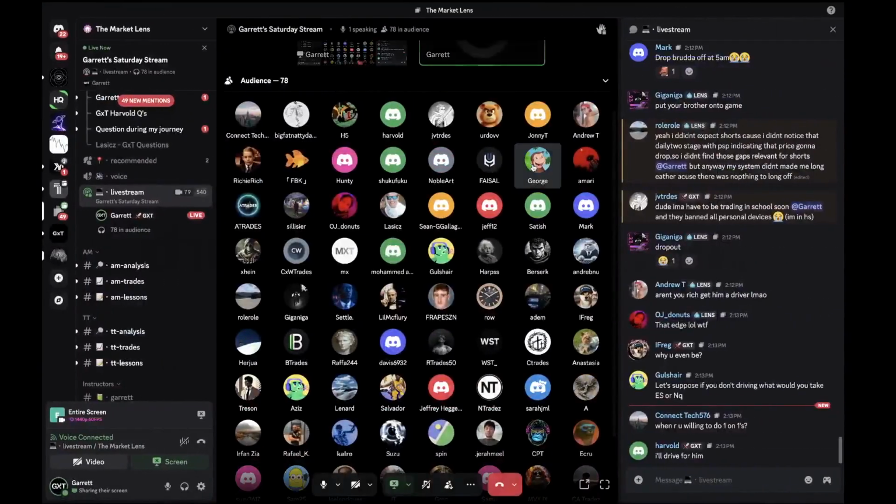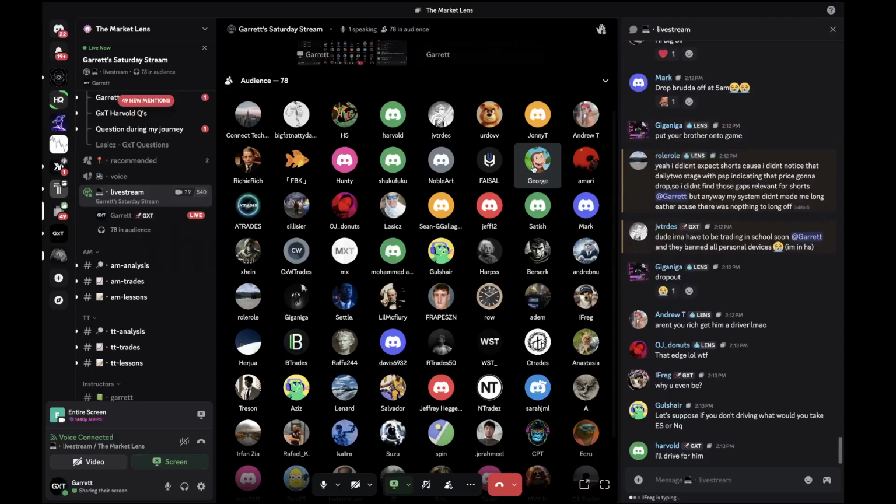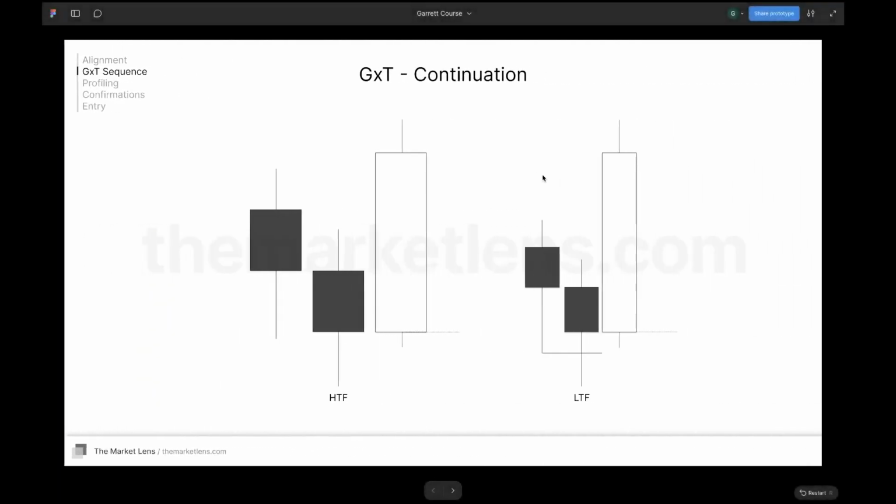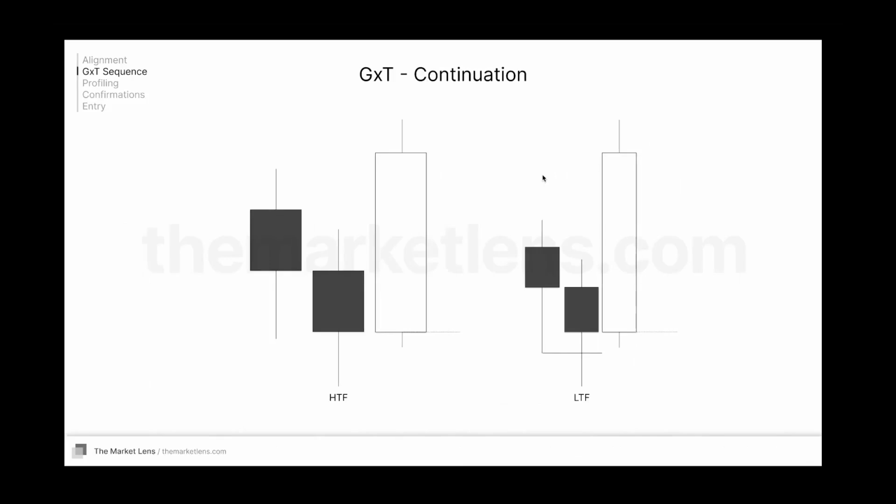Alright guys, so today we're going to be going over profile confirmations, right? So essentially GxT, just kind of piggybacking off of last stream's swing confirmations. Now we're going to talk about how to apply that, but with profiling. So let's get into it, right? So first, let's have a quick refresher on GxT sequence.